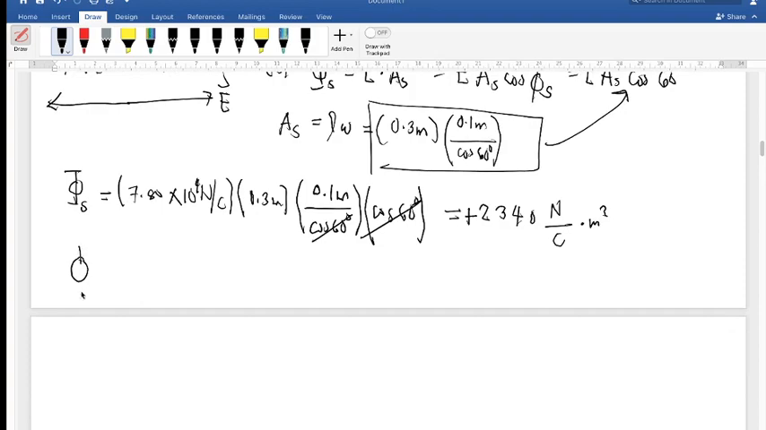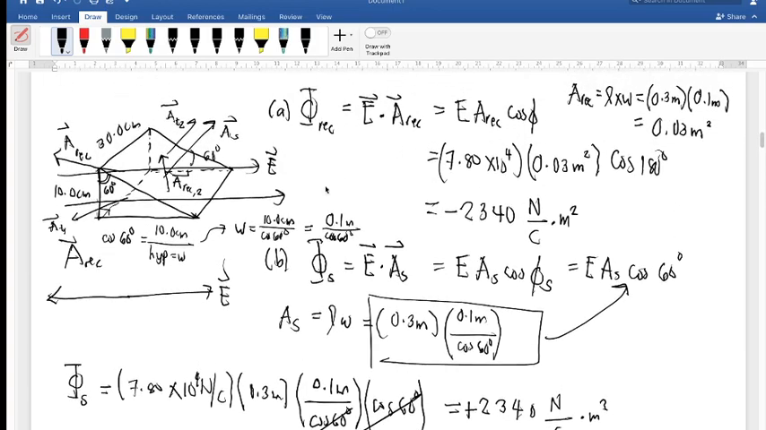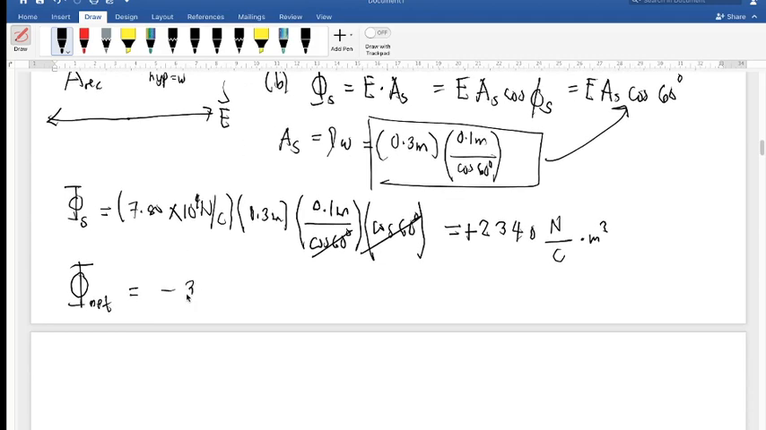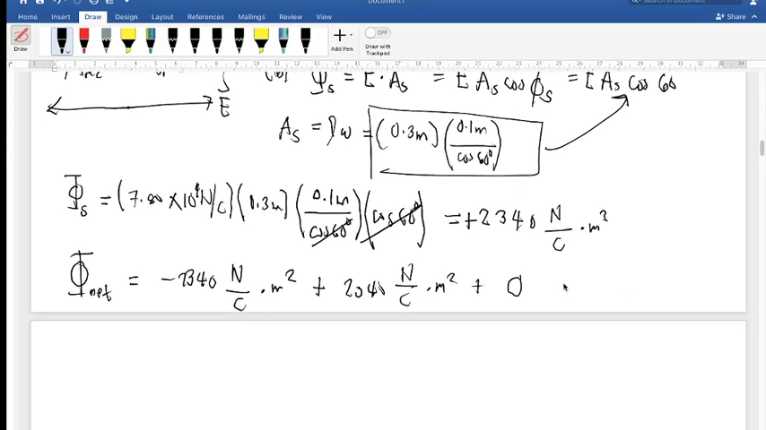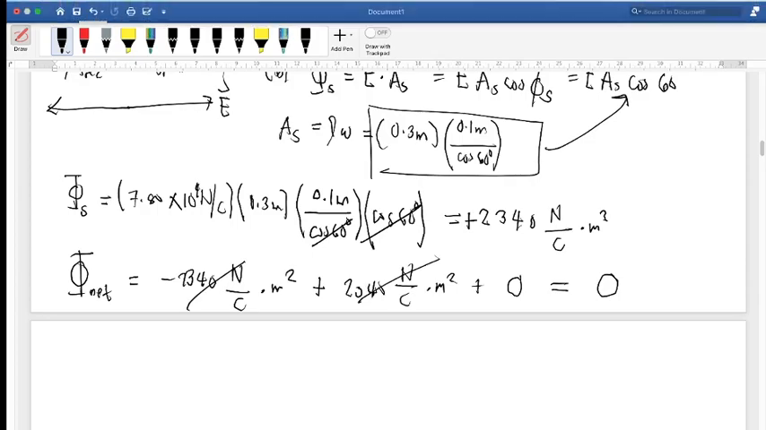So the total electric flux, we just have to add all of them. We have negative 2340 Newton per coulomb times meter squared plus 2340 Newton per coulomb times meter squared, plus the other contributions which are all 0. Then the total electric flux is equal to 0, because the 2,340 cancels out. Okay, so that's it. That's the electric flux.